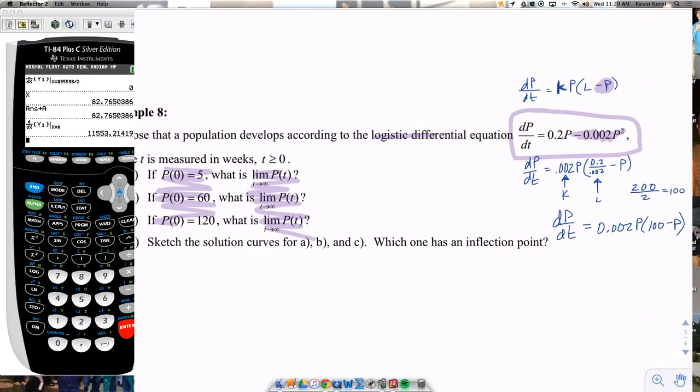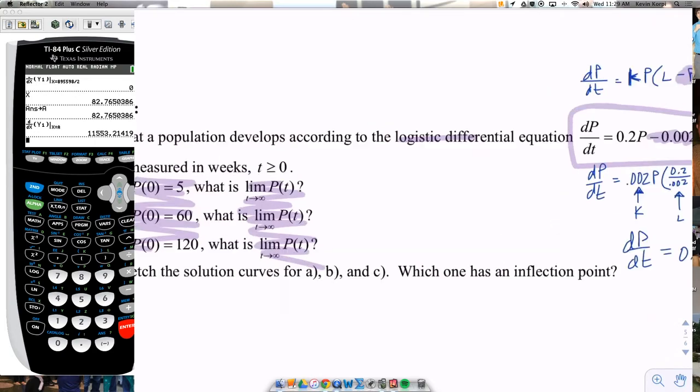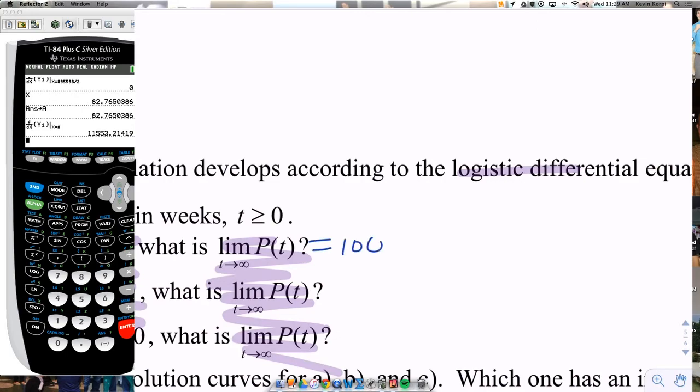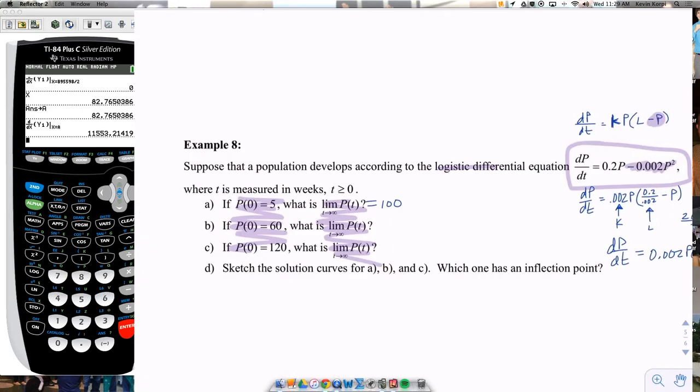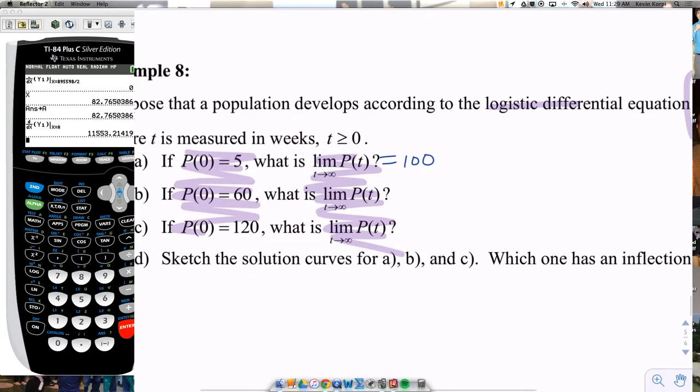What's the limit as t goes to infinity? 100. There are no units here because it didn't tell us. Population units. What if the y-intercept was 60? It'd still be 100. What if the population were 120? That's more than 100. It's going to decrease towards 100. Doesn't matter.